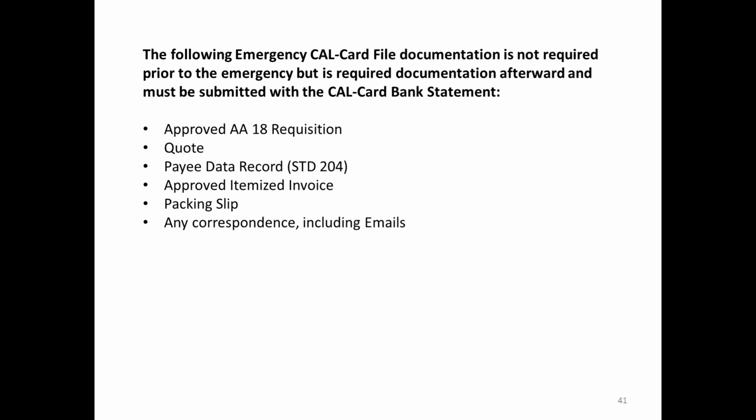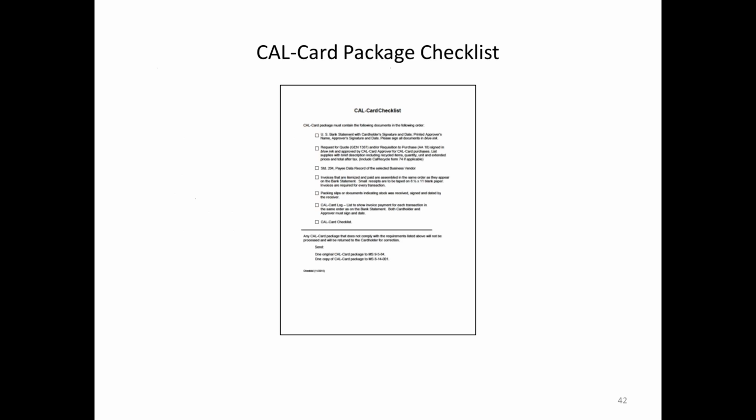The following is required with the CalCard package when submitted for final processing: an approved AA18, quotes, payee data record Standard 204, approved itemized invoice, a packing slip, and any correspondence including emails and or telephone conversations that you have taken notes on. Here is the CalCard package checklist you will use when submitting your CalCard package for final approval and processing. This form and all related CalCard forms and reference materials are provided on the CalCard how-to webpage on the intranet.